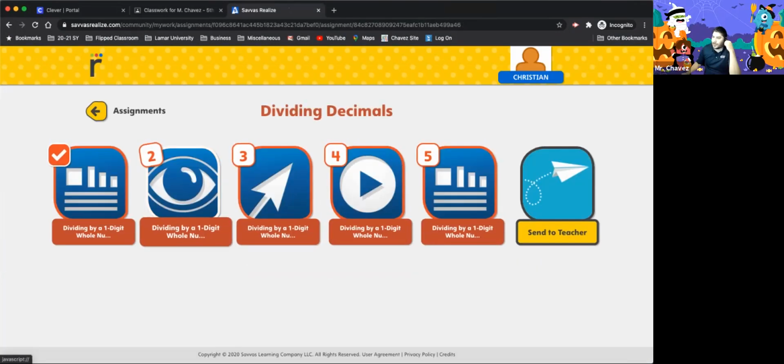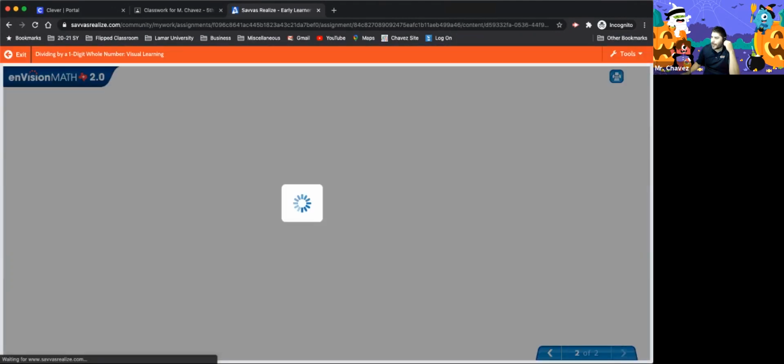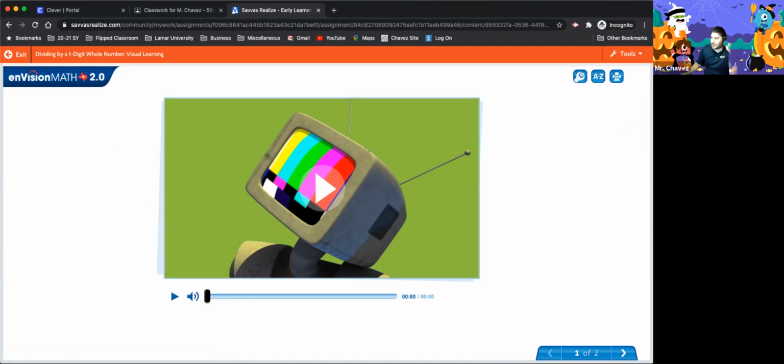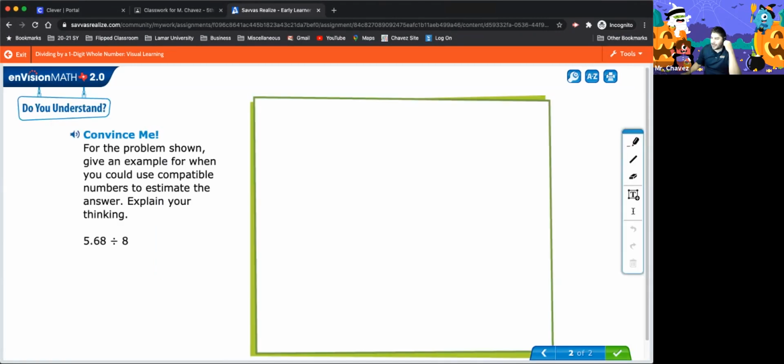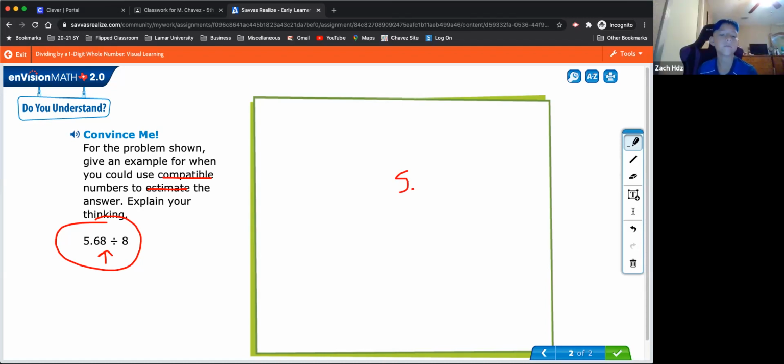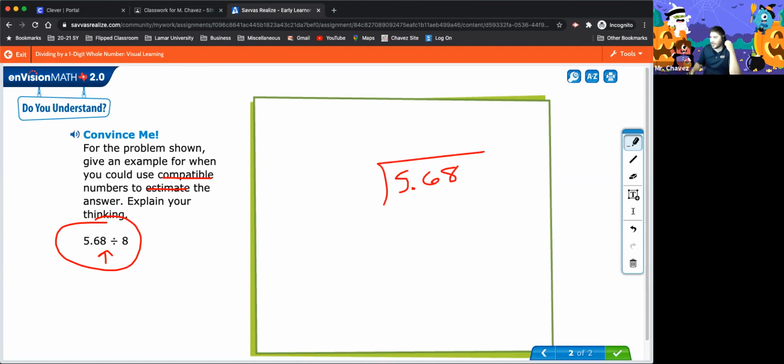Let me go back again. So only do number 2. Don't do the other ones. So when you click on number 2, watch the video first. It'll teach you how to do the dividing decimals. And then only do this problem. It's right there for you. You have a pencil and stuff right here to do your work. Don't worry about estimating or finding compatible numbers. Just solve this problem here, like we were doing right now. 5 and 68 hundredths divided by 8. That's all I want to see here. That's all you do for me. And then once you're done, you just click the green check mark here.